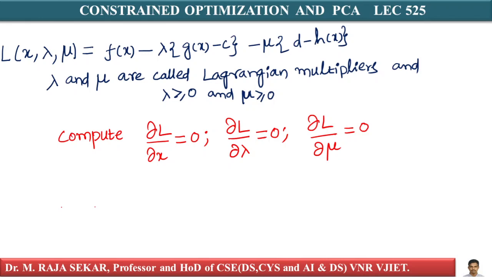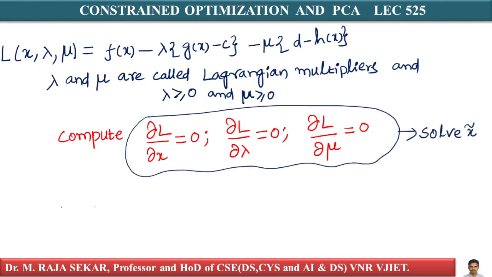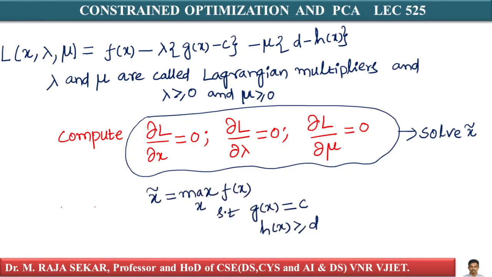If you solve all these three, let us assume we got a solution x tilde. What is this x tilde? X tilde is nothing but maximization of f of x over x such that g of x equals c and h of x greater than or equal to d.